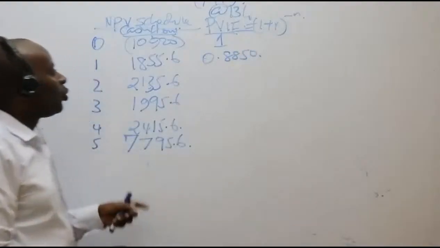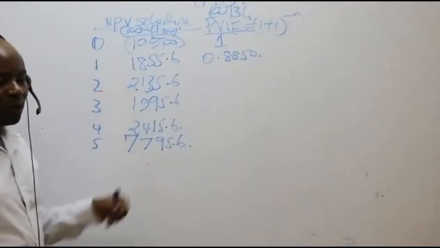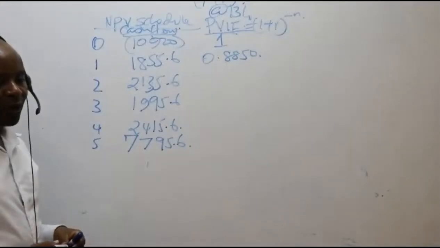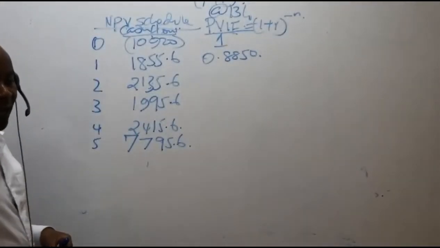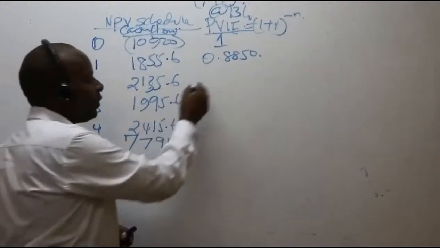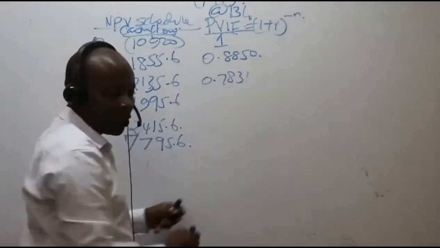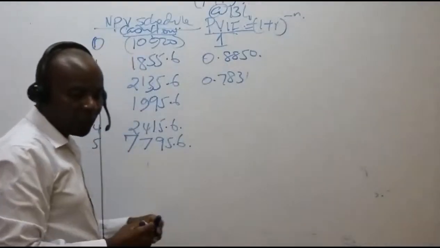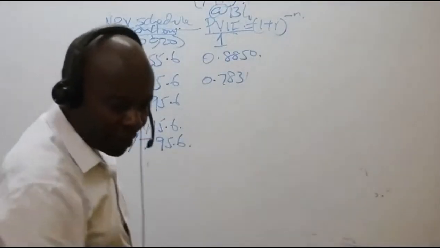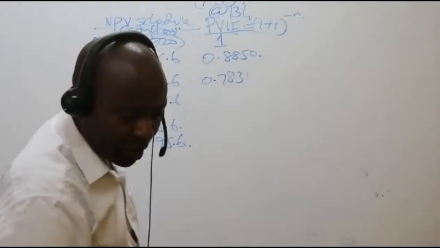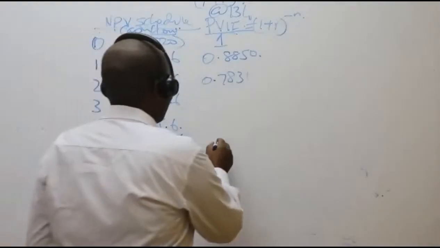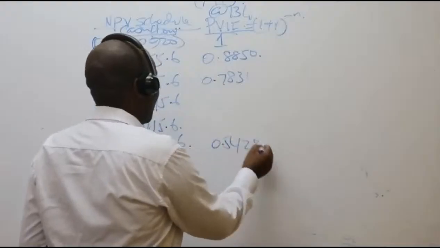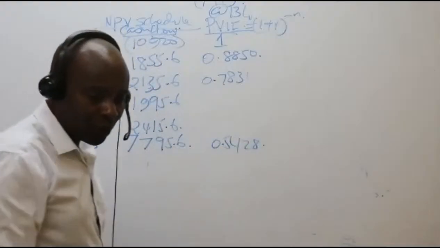8850. How about 1.13 raised to power 2? Power negative 2. So power negative 2, I'm being told is 0.7831. And then Lokai gives me the last one, 0.5428.